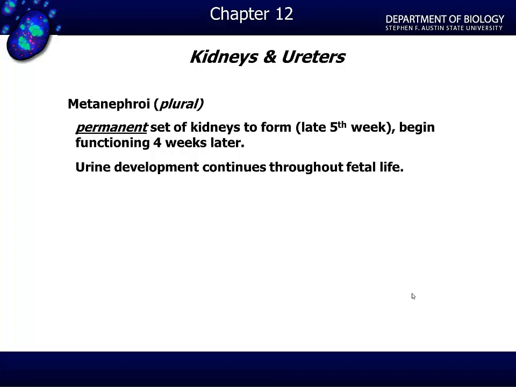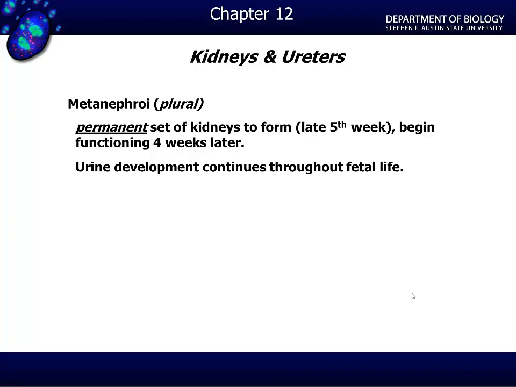We've got the pronephros that's degenerating. The mesonephros is working. Well, by the late 5th week, we begin to form our permanent set of kidneys, the metanephroi, which is plural. Metanephros is singular. Metanephric kidney or kidneys is another way that you can also say that. But we are going to be functional about 4 weeks later. So 9-10 weeks, we're going to be producing urine.